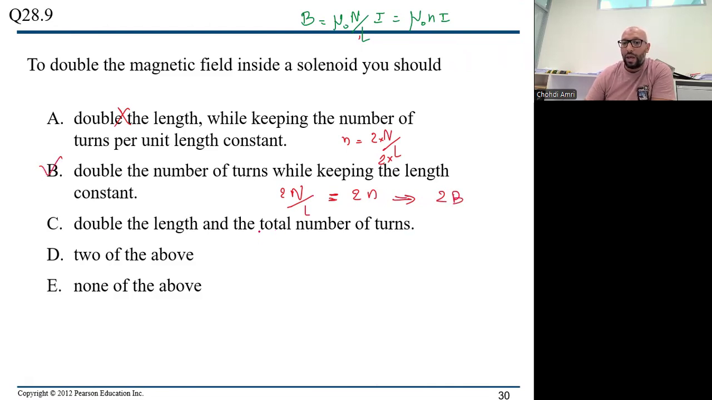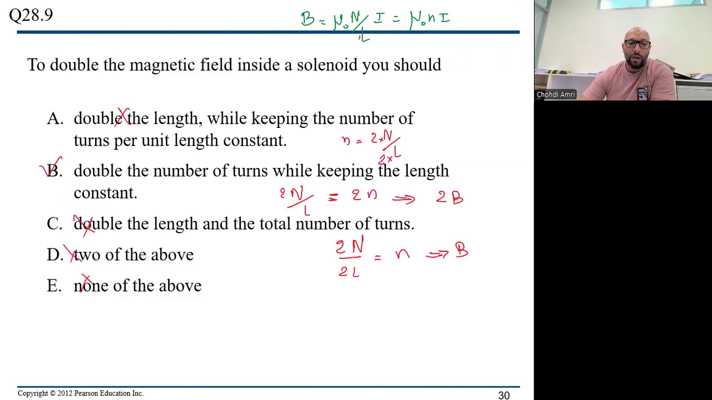Double the length and the total number of turns? No. If we double the number of turns and we double the length, what are we going to get? We get the same number of turns per unit length, which means the same magnetic field. So this is wrong. Two of the above, no. None of the above, no. So the correct answer is B.